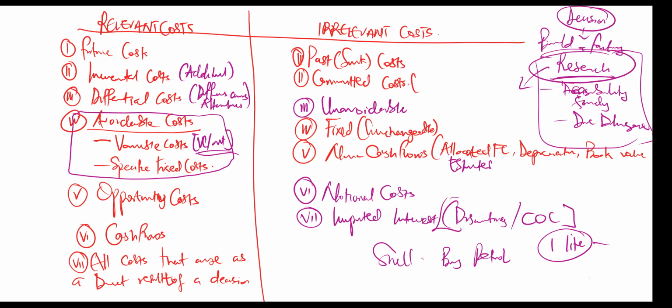Then we have specific fixed costs. Now, specific, not all fixed costs. Remember, I told you about fixed costs that do not change, or that are allocated. I get it through OAR. If you see anything that is absorbed with OAR in a question, it is irrelevant.